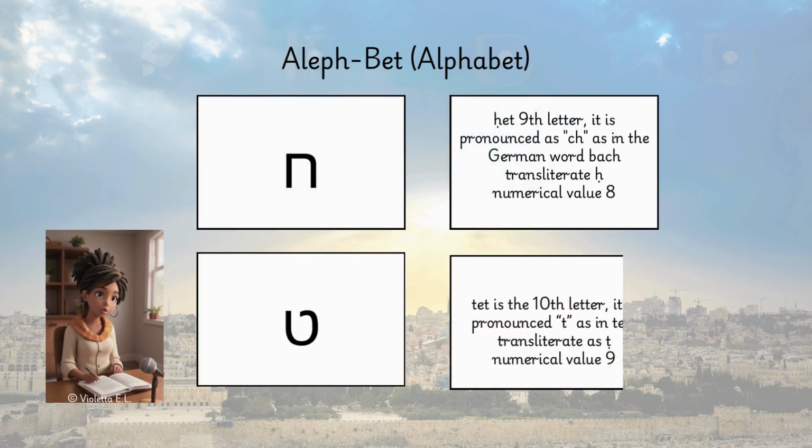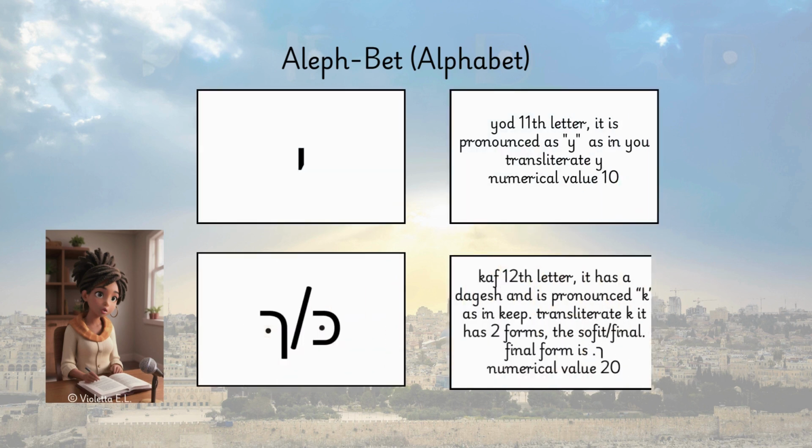Ket is the ninth letter. It is pronounced as a CH, as in the German word bark. So it's a k, catches in the throat. It transliterates as a H with a dot underneath. The numerical value is 8. Tet is the 10th letter. It is pronounced as T as in tea. The numerical value is 9.